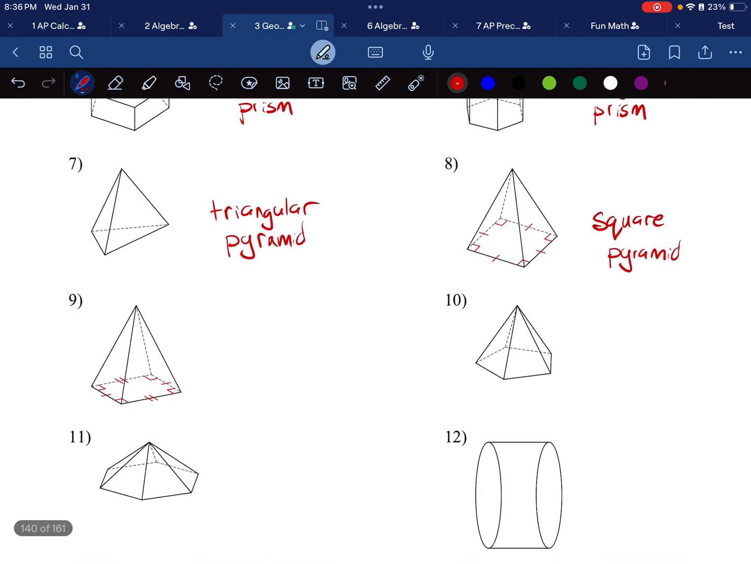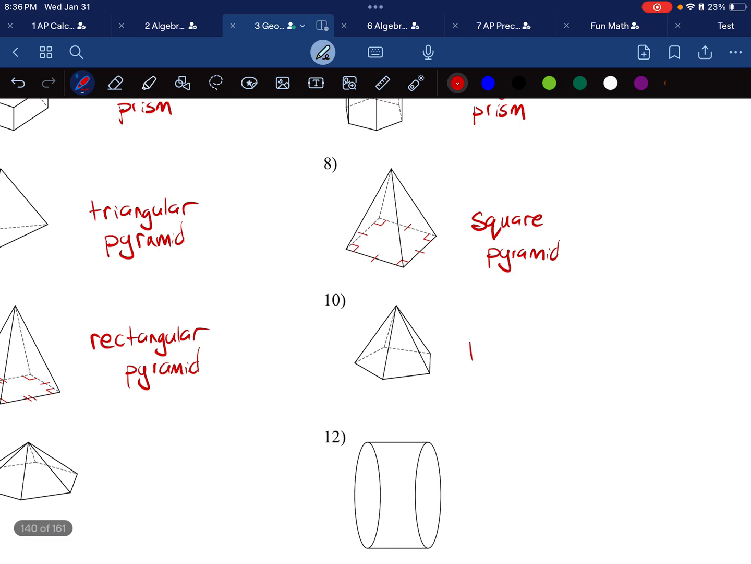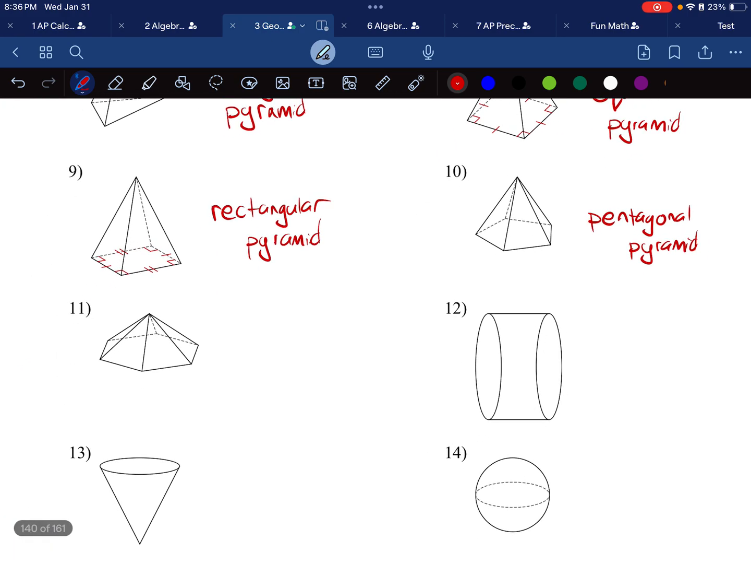This one, the base is a rectangle, so rectangular pyramid. I didn't really mix these up, so I made them nice and easy for you guys. This one's a pentagon, so pentagonal pyramid. This one's a hexagon for the base, so we're going to say hexagonal pyramid.